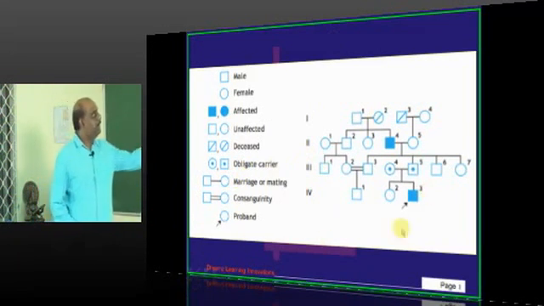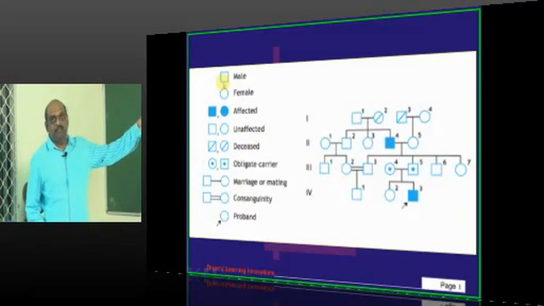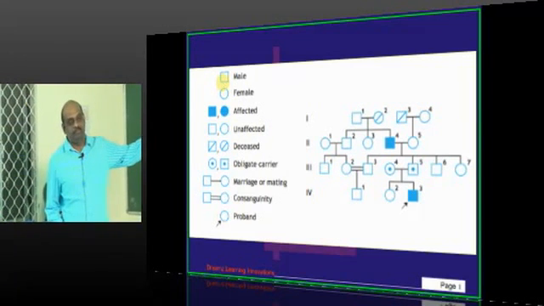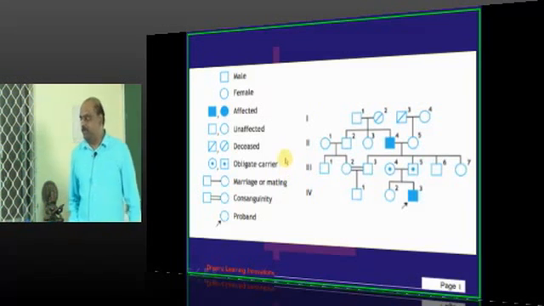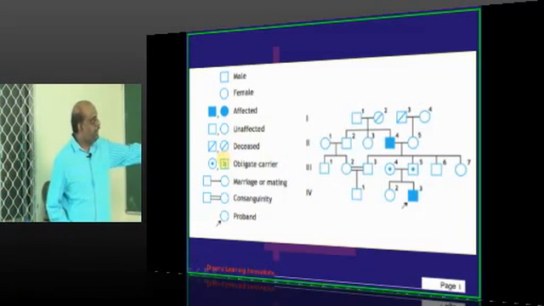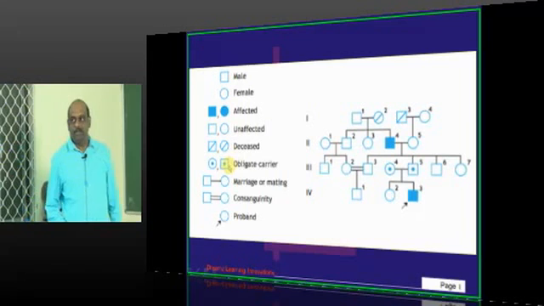Okay, doc. Male is square. Female is circle. They are colored when they get affected, unaffected they are uncolored. If they die, you write an oblique line through them. If he is an obligate carrier, then you put a central dot inside it.